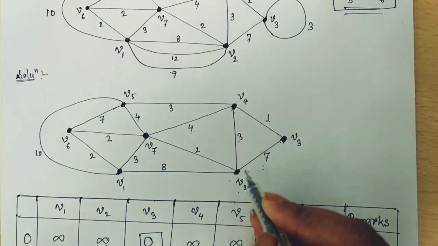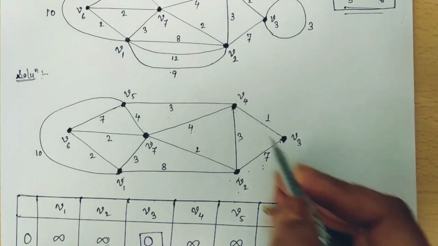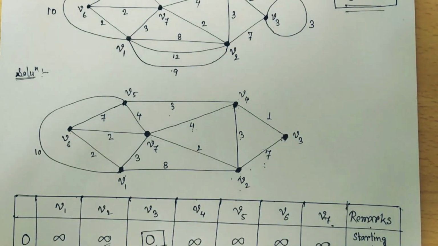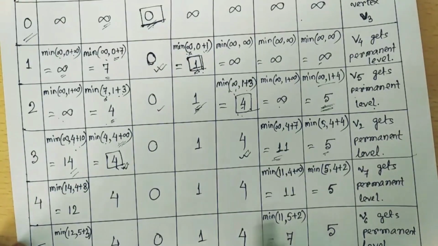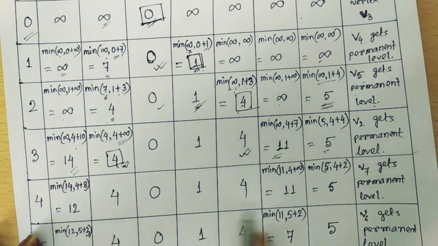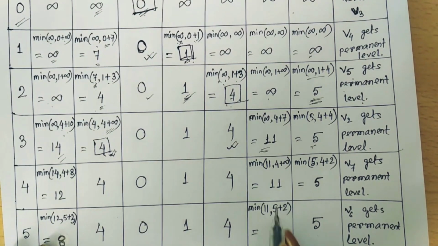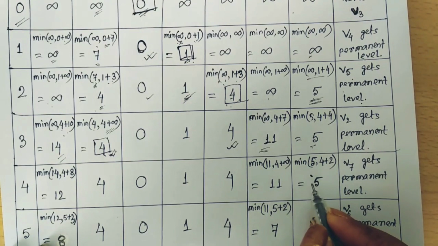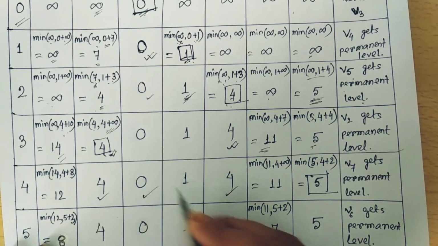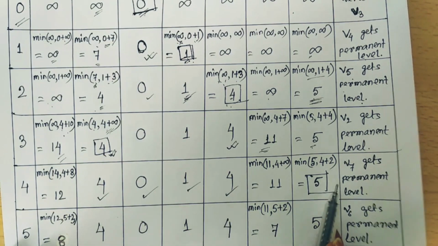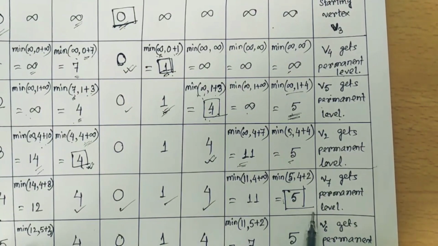So V2 is here, its connectivity is with V1, V7. With V3, V4 also, but V3 and V4 already got their permanent level, that's why we are concerned with V1 and V7 only. And accordingly, if we change the leveling values, we will find all these leveling values, and here we will observe that the minimum leveling value is 5, because these are selected, these all are selected. So this corresponds to the vertex V7, so we should write V7 gets its permanent level.